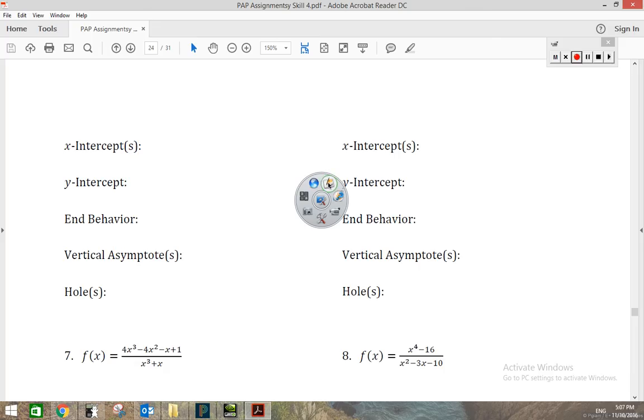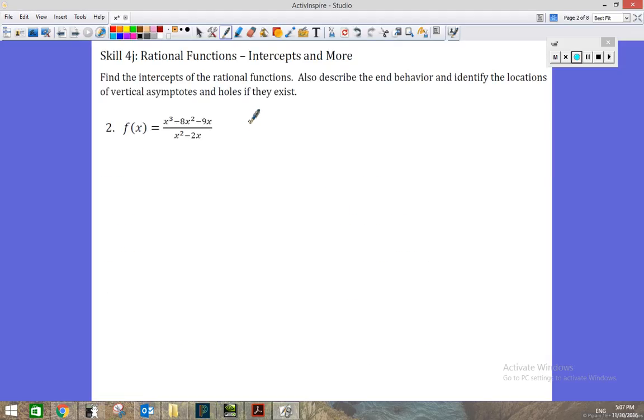End behavior. So for the end behavior, I compare the degree of the numerator against the degree of the denominator. It's top heavy. The degree of the numerator is greater than the degree of the denominator, so there is no horizontal asymptote.